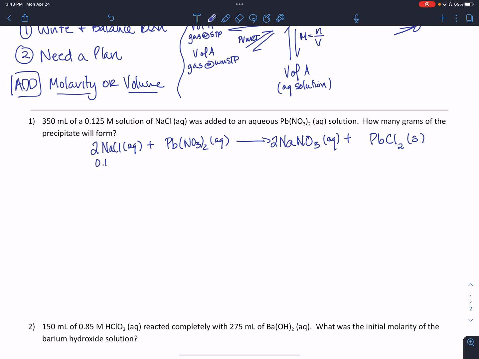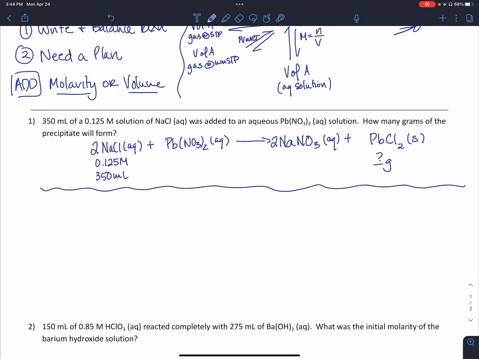Now I have been given 0.125 molar NaCl, and I react 350 milliliters of it. And the question is, how many grams of my precipitate are going to form? So you can see I'm moving from one component to another. So this is going to be a stoichiometry problem. There will be a mole ratio step in the middle somewhere.